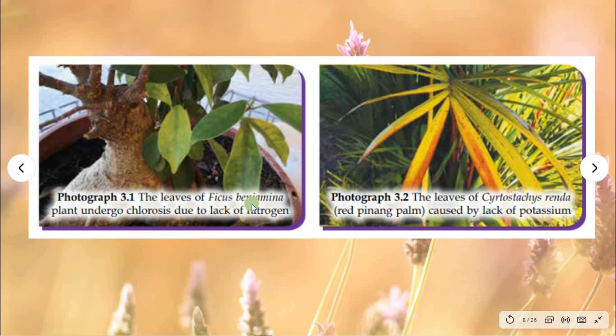This one is because of lack of nitrogen. This one is because of lack of potassium. The edge of the leaf becomes yellowish in color.